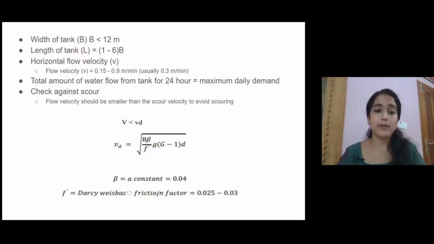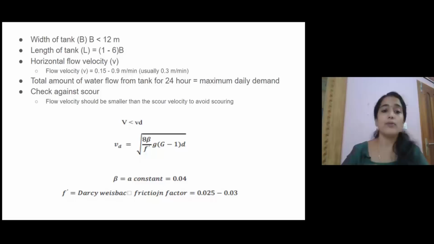Scouring will happen in the sedimentation tank, and we have to check the scour velocity in order to avoid the scouring action in the sedimentation tank. The velocity of flow should be less than the scour velocity. Then we can control the scouring action in the sedimentation tank.